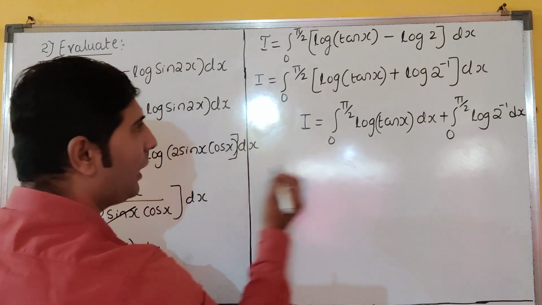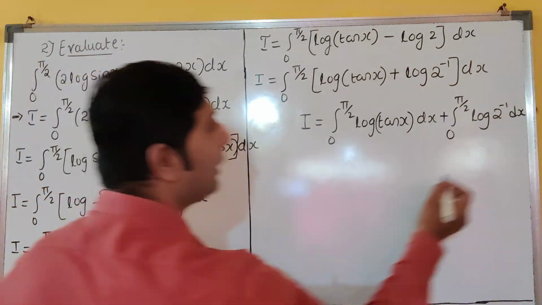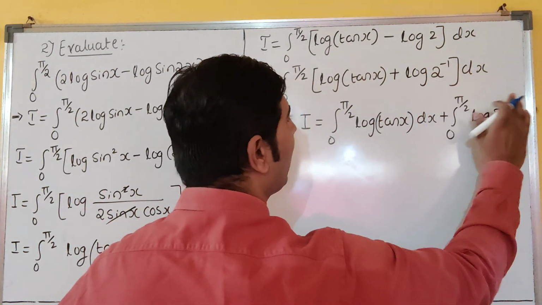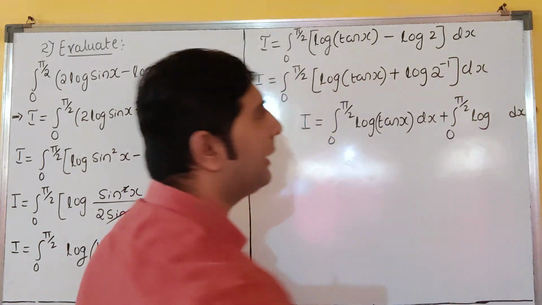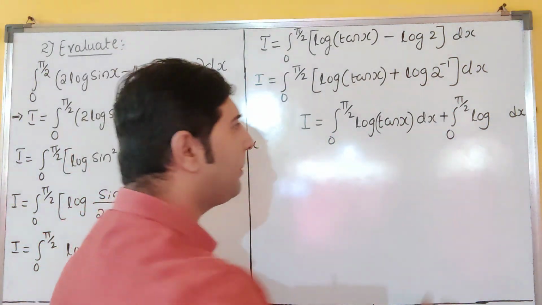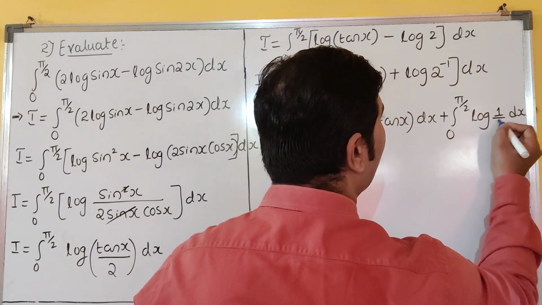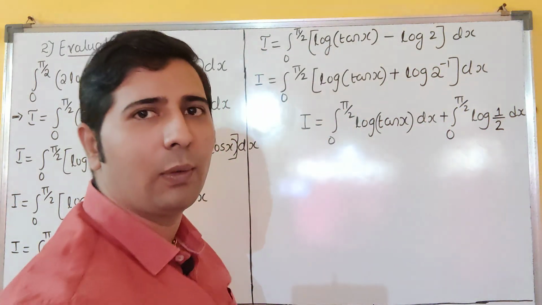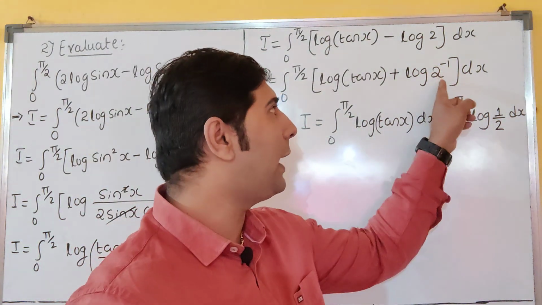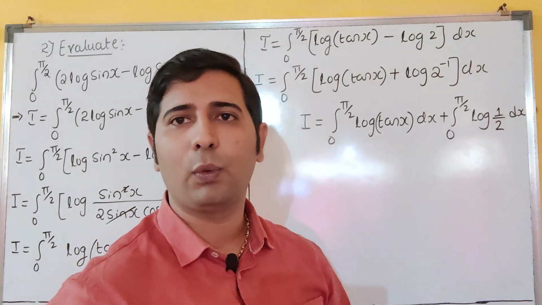So now see what will happen. I will call this 2 raised to minus 1. Is it 1 by 2? Yes, I can write it as 1 by 2, dear students. 1 by 2 means 2 raised to minus 1 only. Clear? 2 raised to minus 1 is nothing but 1 by 2, dear students.